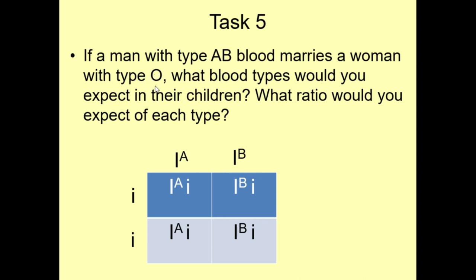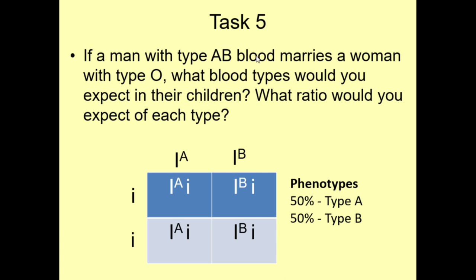And then the woman with type O blood, well, she has to be homozygous recessive, so she has to be little i. And then we just work through. So we get IA i, IB i, and then IAi and IBi. So what are the phenotypes of that? Well, suddenly we've got 50% of the offspring are going to have type A blood, because remember, IA is dominant, little i is recessive, IB is dominant, and little i is recessive. So half of the children are going to have type A blood, and then half of the children would have type B blood. They would both be heterozygous, but they would have type A and type B blood.